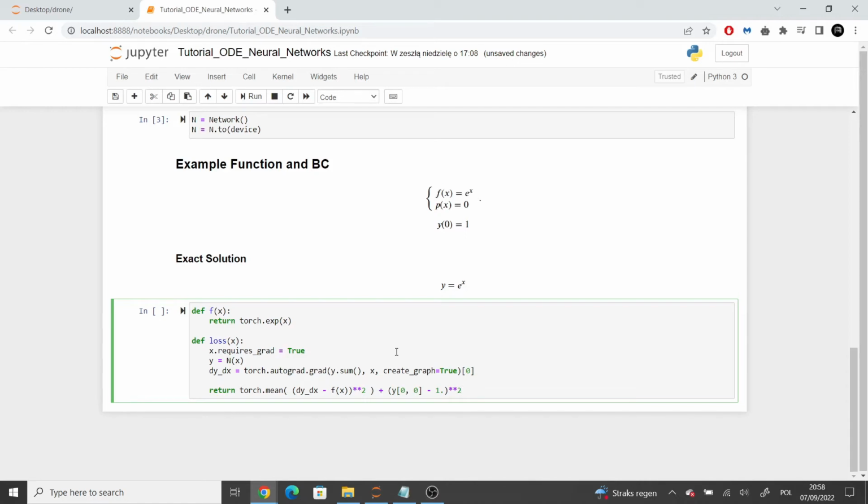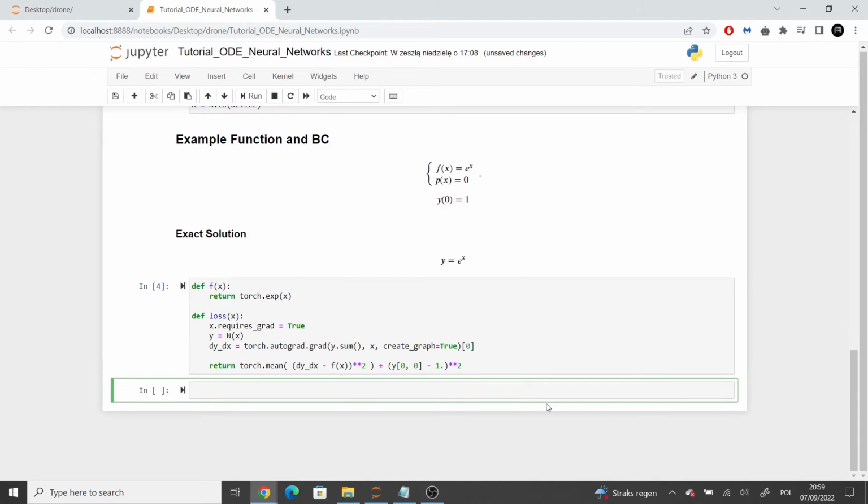Now we can run this cell and define the optimizer and train the neural network using backpropagation. For the optimizer, I decided to use the LBFGS optimizer. I will not explain how this optimizer works. If you're interested, then you can read about it on your own. I will also share a link to the article in the description.